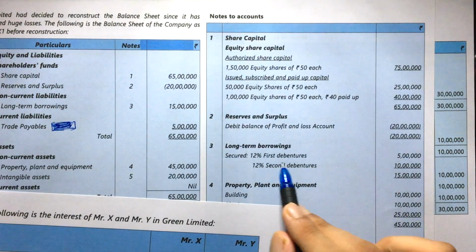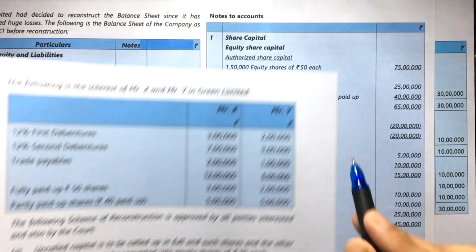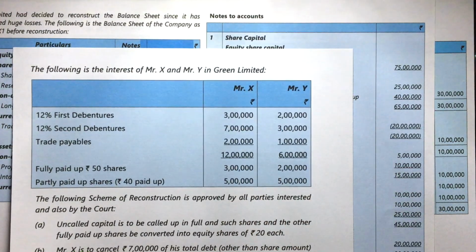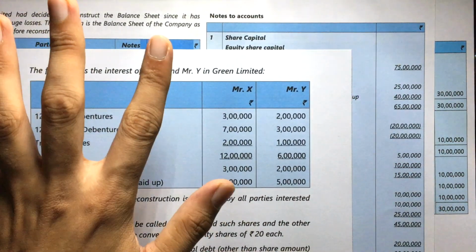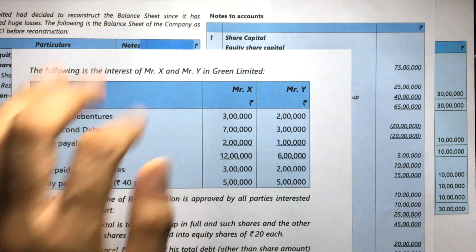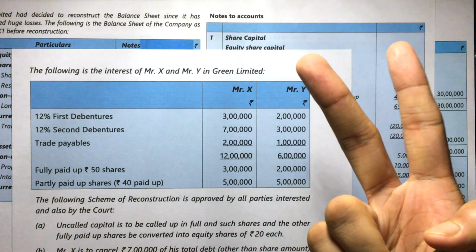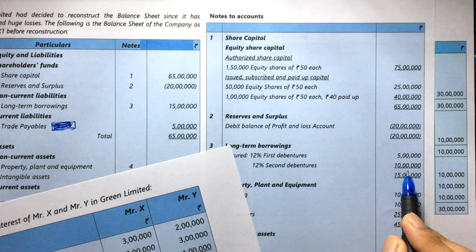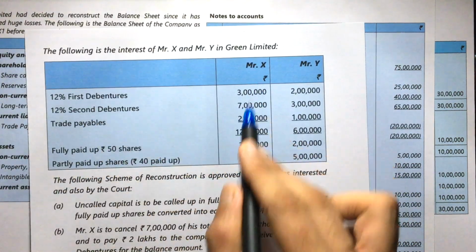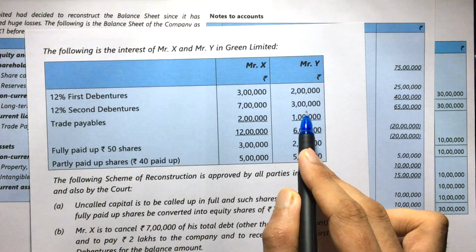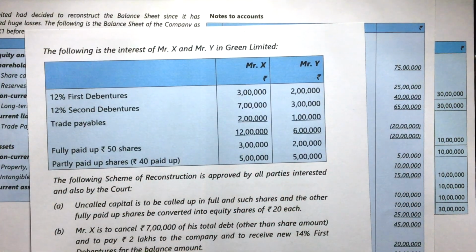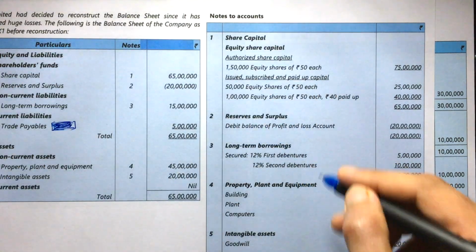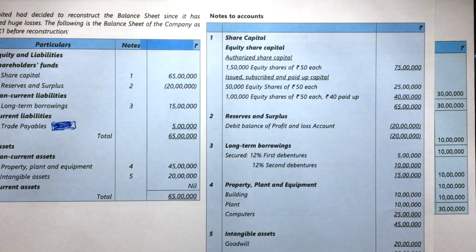See, 12% first debentures 5 lakh, 5 lakh minus 3 minus 2, so it's completely gone. 5 lakh was there in the old balance sheet, minus 3 of X minus 2 of Y, so completely gone. Second debentures 10 lakh was there in the old balance sheet, and of X it was 7, of Y it was 3, so that also is completely gone. Do you understand? These debentures were of Mr. X and Y only, so that is completely gone now.